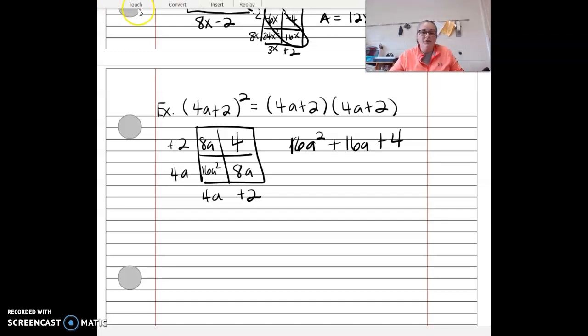And then we're going to stop here. So make sure these go into your notebook, and then there are some IXLs on this as well as an assignment.